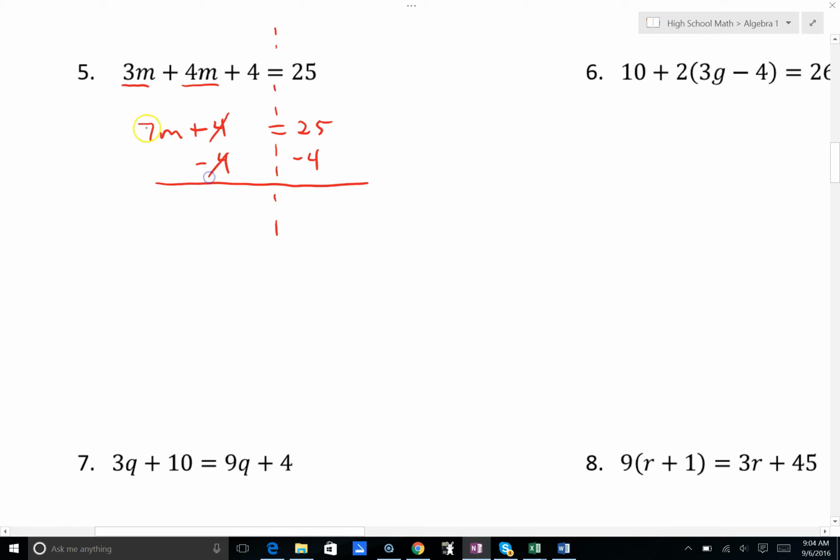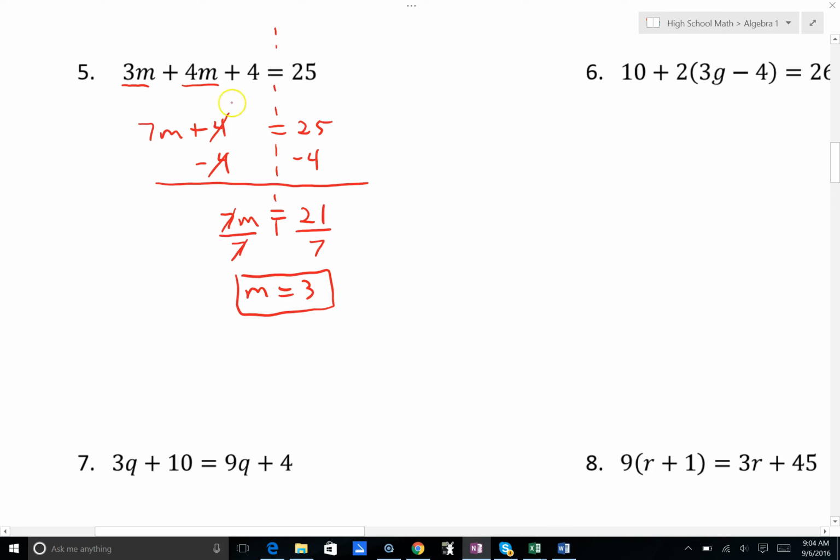4 subtracts 4, leaving 7m. Equals in the middle. 25 minus 4 is 21. We have 7m is equal to 21. We know that connected means multiplied. We'll undo this multiplication with division. Dividing by the coefficient 7. 7 divided by 7 to leave 1m, we simply say m. 21 divided by 7, that's 3.